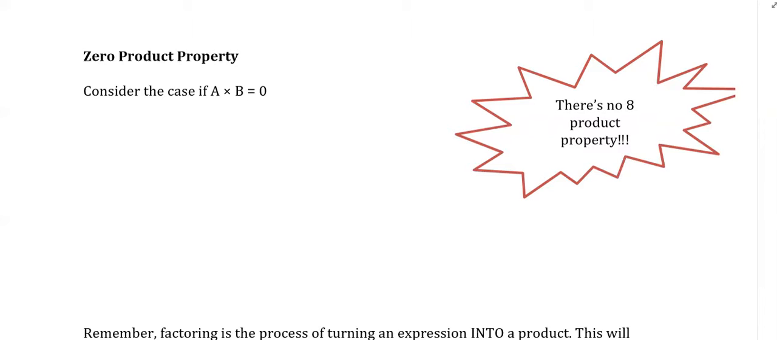So we use this thing called the zero product property. It only works for 0. It does not work for other numbers. And what does it mean? It means, consider this. If A times B is 0, what can I conclude? What do I know about A and B? Do I know anything?